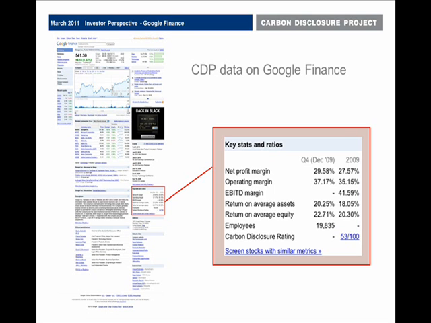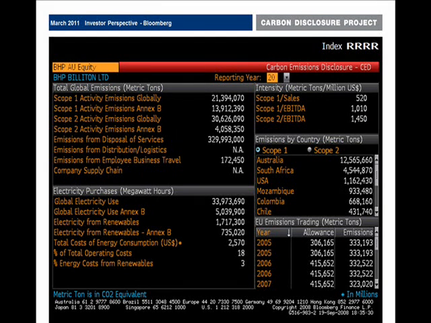So CDP data is also available on the Bloomberg Professional Network. And this is an example of the greenhouse gas emissions reporting by BHP Billiton to CDP, and shows you how this information appears in a Bloomberg terminal. It means that users of these terminals can have access to CDP data very quickly and easily and start looking at it in terms of normalization. For example, they can compare it with EBITDA or sales and various other information.